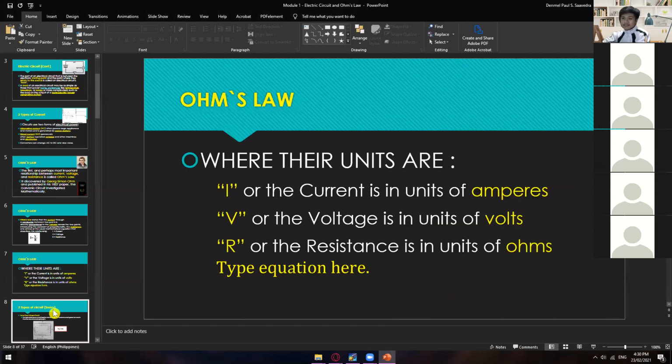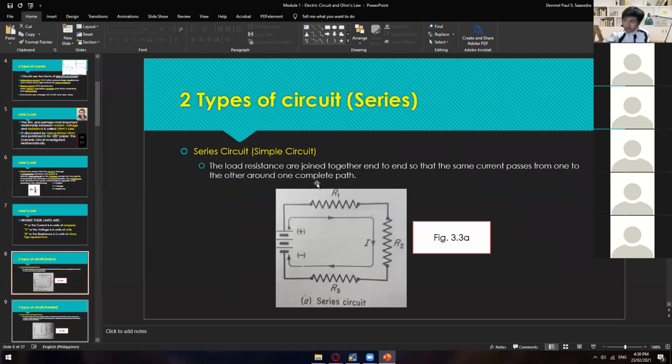All right, so here we're going to talk about the two types of circuit. The first one is the series circuit. When we say series, we only have one flow of electrons. The electrons will not be divided whatever happens as they go from the starting point up to the ground point. So as you can see, we only have one current or one flow of current. The electrons pass through resistance one, pass through R2, pass through R3, and then go back to our ground.